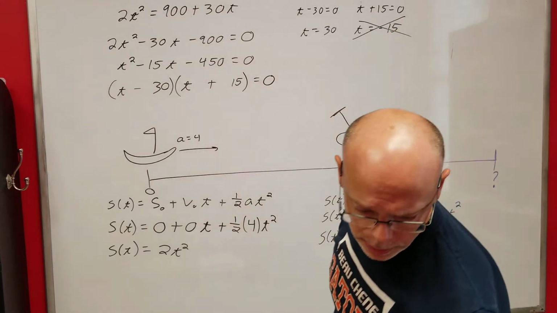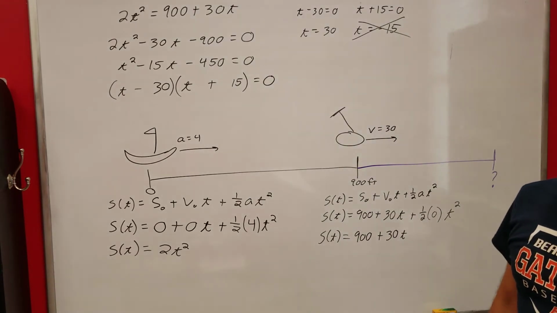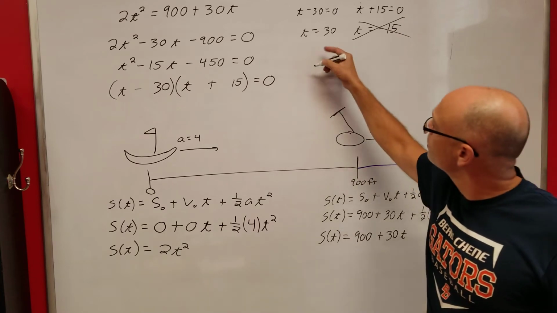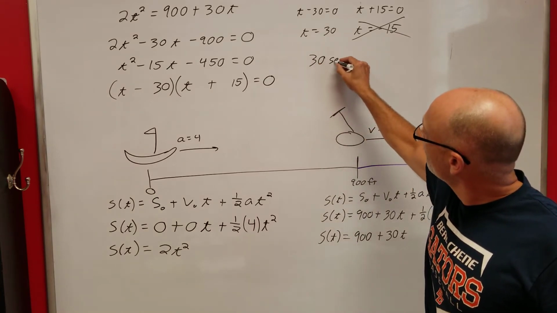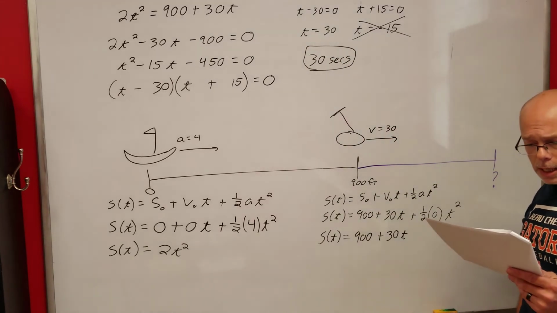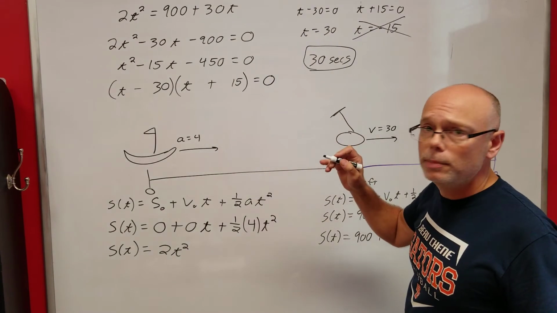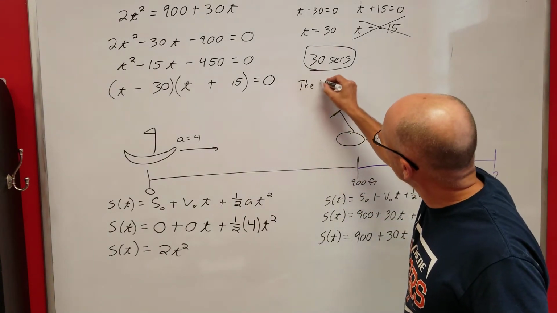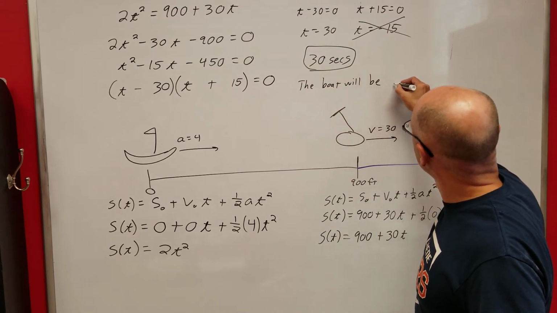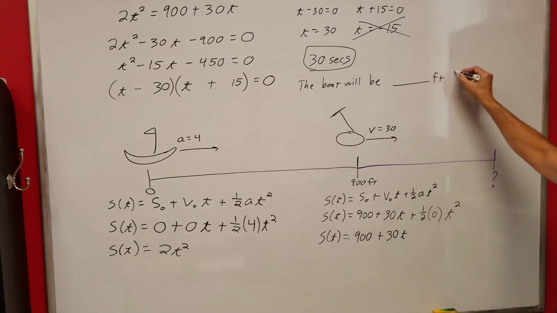Now let me see if I answered the question, okay? It asked me, how long will it take the boat to catch the jet ski? So 30 what? Seconds, right? Then it goes on to ask us, how far would the boat be from the dock at that point? The boat will be blank feet from the dock.